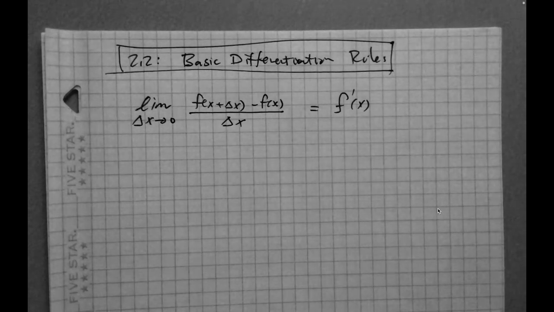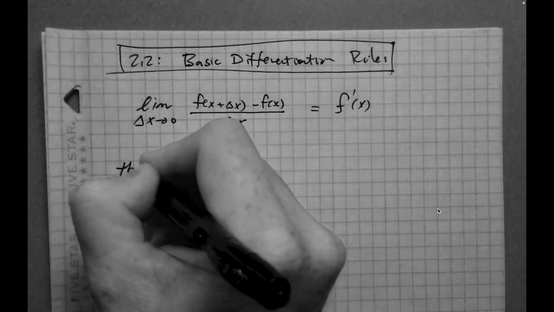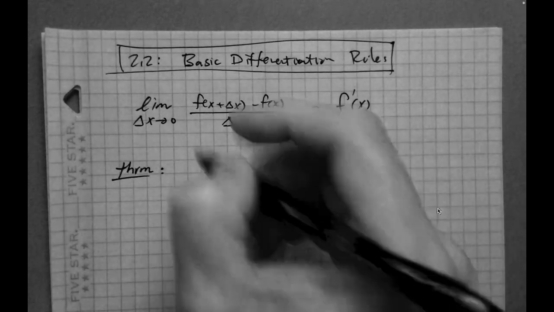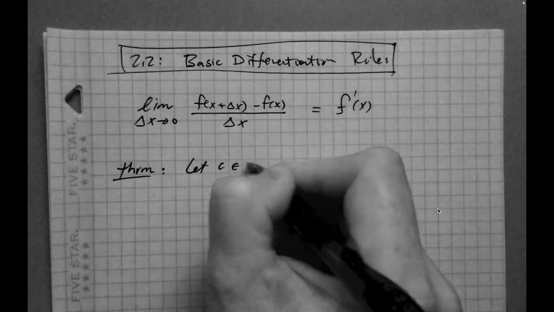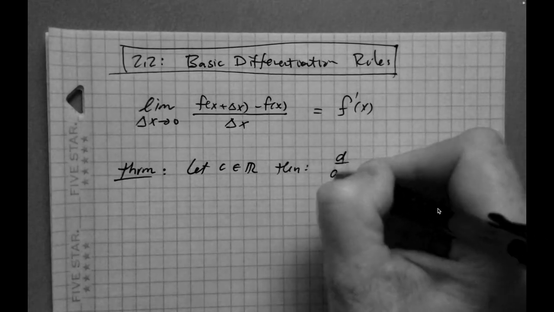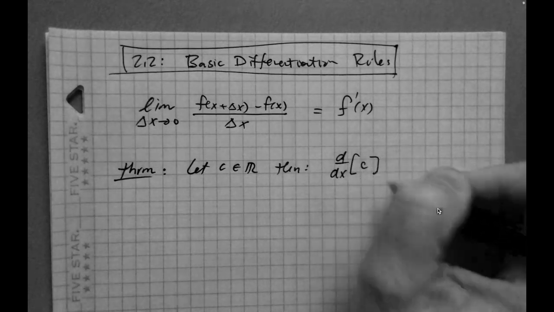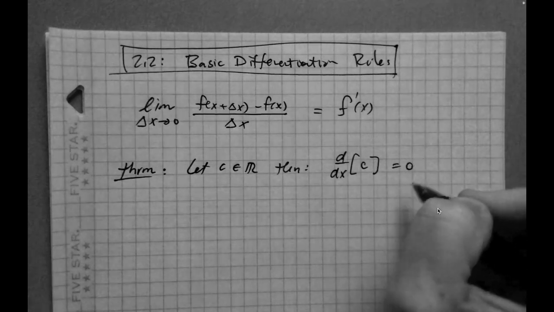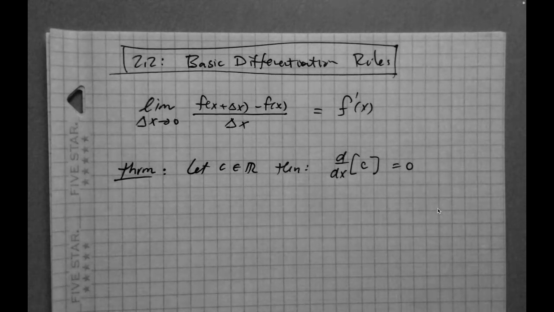So in this section, we're going to pivot off of that, and we're going to focus in on some of the rules that can be used to identify derivatives now that we've been through this exercise a few times. So let's start with the theorem. We're going to let c be a real number. Then here's the story. The derivative of a constant c is equal to 0, regardless of the constant. Okay, so this is the first differentiation rule that we'll talk about.